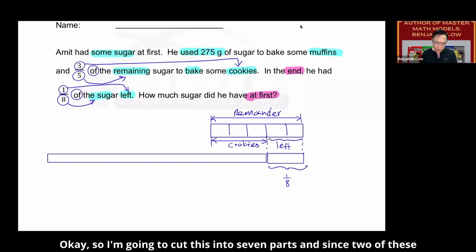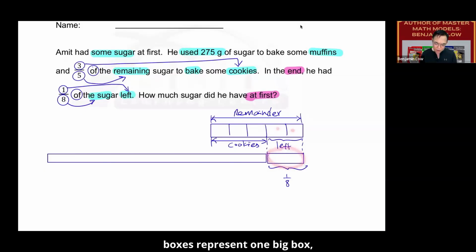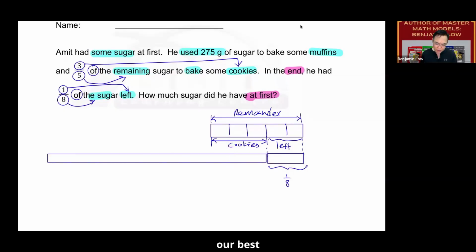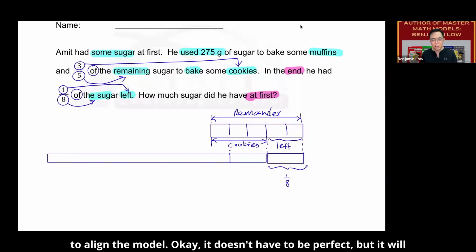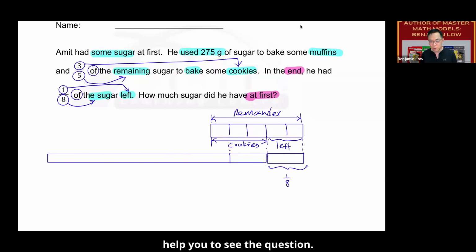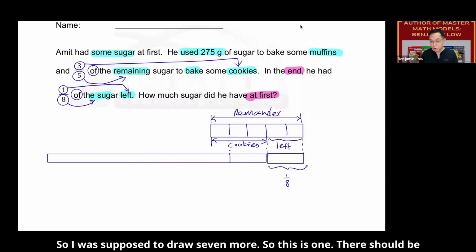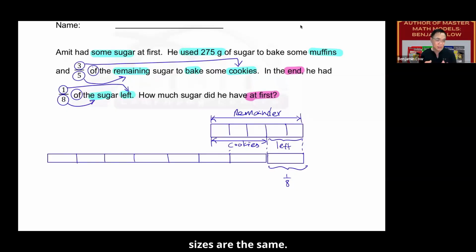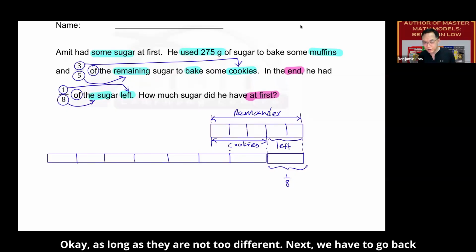Okay? So I'm going to cut this into 7 parts. And since 2 of these boxes represent one big box, then these 2 would represent one more big box. Okay? We want to try our best to align the model. It doesn't have to be perfect, but it will help you to see the question. So I was supposed to draw 7 more. So this is 1. There should be 6 more. 2, 3, 4, 5, 6. Okay? It doesn't really matter if the sizes are the same, as long as they are not too different.